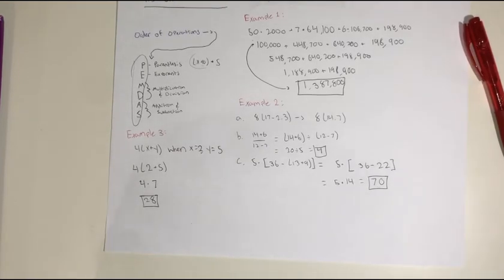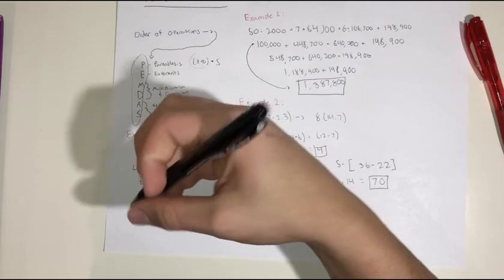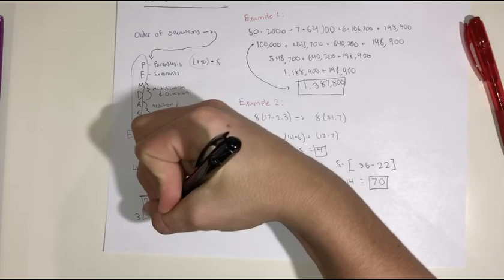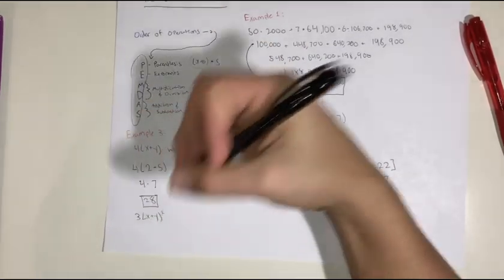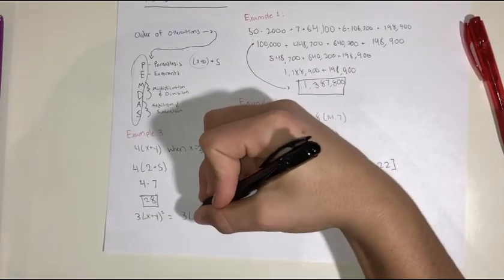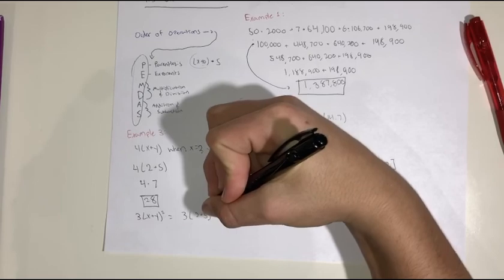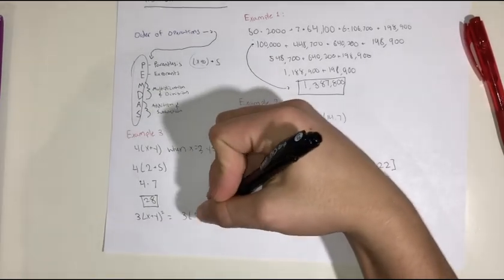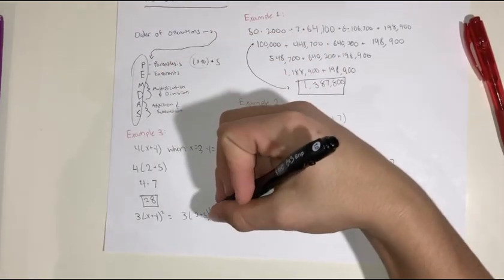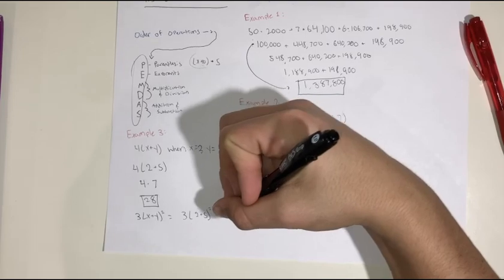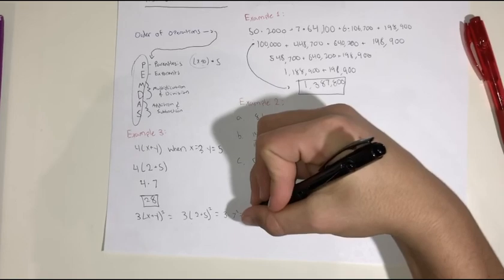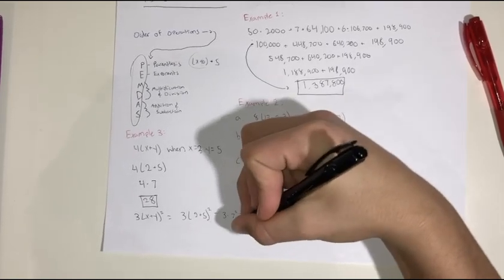And you could do this if you had exponents as well. So let's say you had 3 times x plus y, all squared, and x equals 2 and y equals 5. So this would be 3 times 2 plus 5 all squared. You would solve what's inside the parentheses first, which is 7, then exponents. So 7 squared equals 49. So 3 times 7 squared equals 3 times 49, which equals 147.